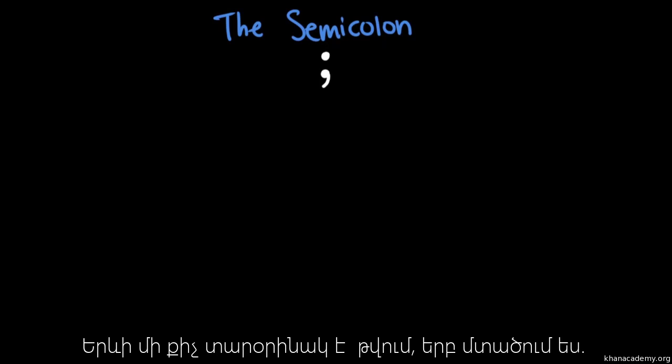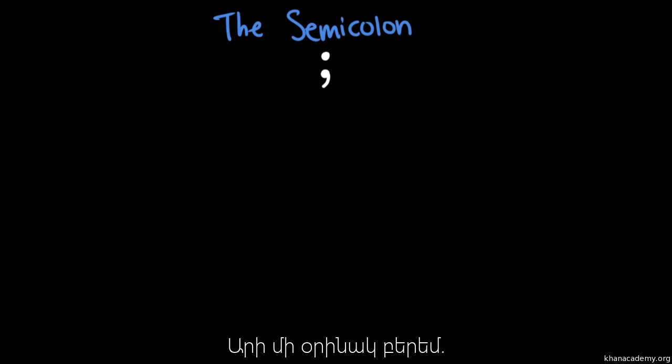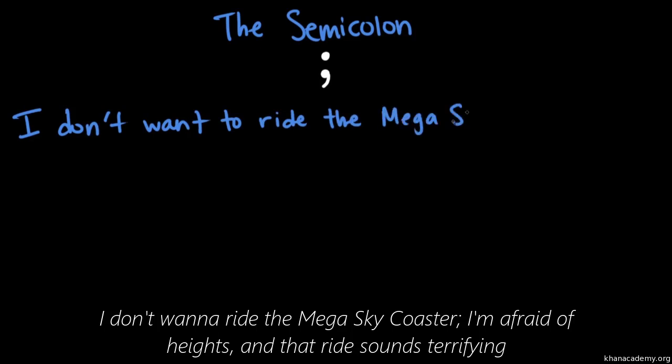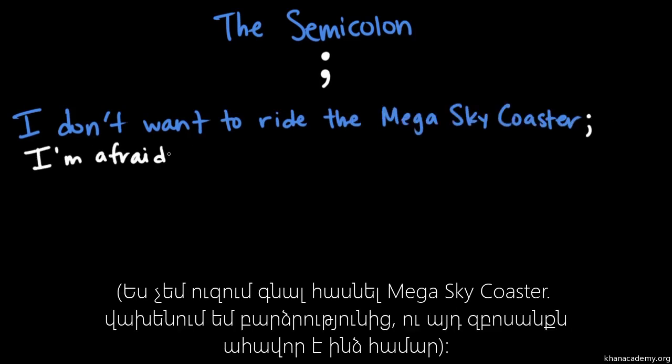So that might sound a little weird. You think there's two individual sentences, so they just have a period in between them. Why do they need to be linked? Well, let's look at an example, and I'll show you what I mean. I'm a big fan of roller coasters, but if I weren't, I could say something like, I don't want to ride the Mega Sky Coaster; I'm afraid of heights, and that ride sounds terrifying.